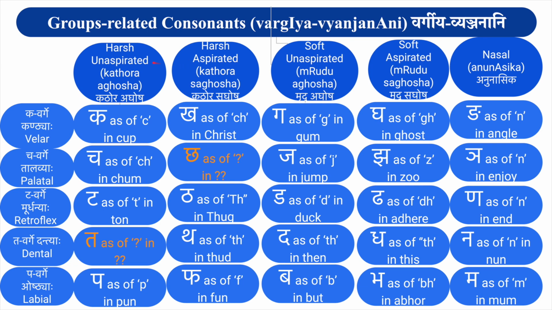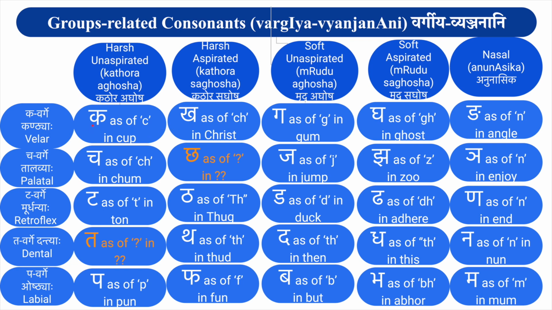What is meant by aspirated or unaspirated? That will become clear if we listen to the comparative pronunciation of these 2 letters, Ka, Kha. You can see that the sound of Kha is a little hoarse compared to the sound of Ka. And that is what aspiration is. So the second letter is called as harsh, aspirated. And the Sanskrit word naming is Kathora, Saghosha. The first one is Kathora, Aghosha, without aspiration. The third Vyanjanam is soft, again unaspirated, Mrudu, Aghosha. And the letter is G. The fourth one is soft, aspirated, Mrudu, Saghosha.